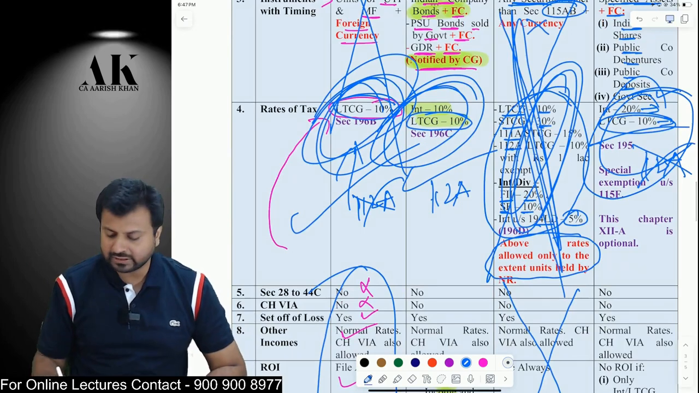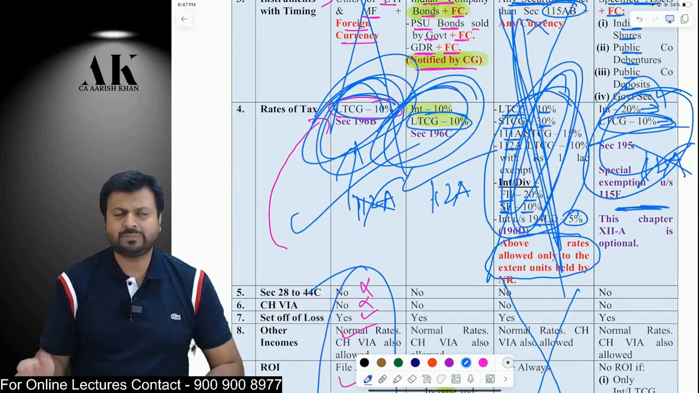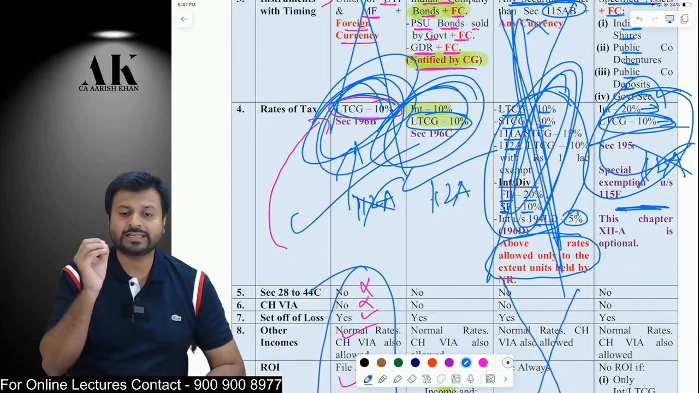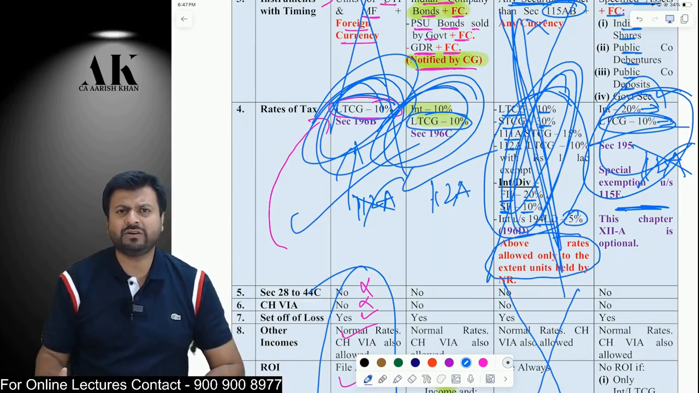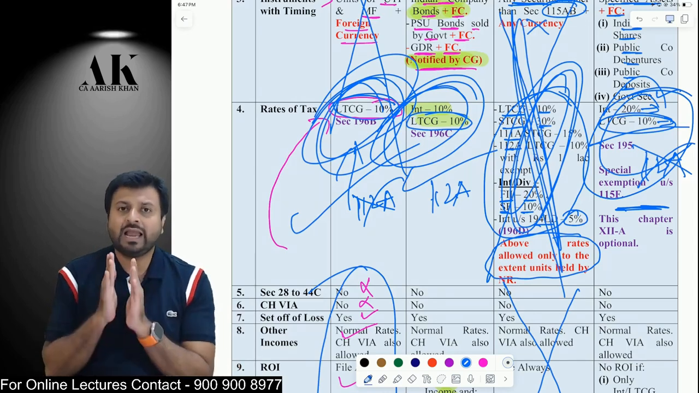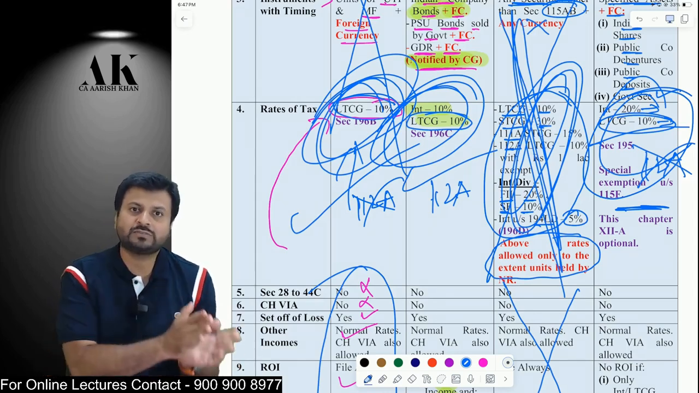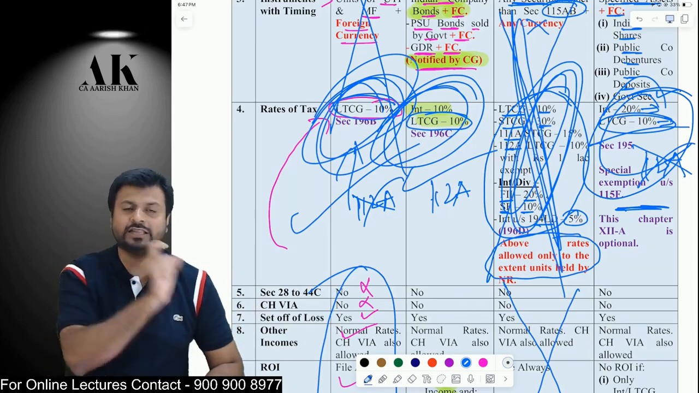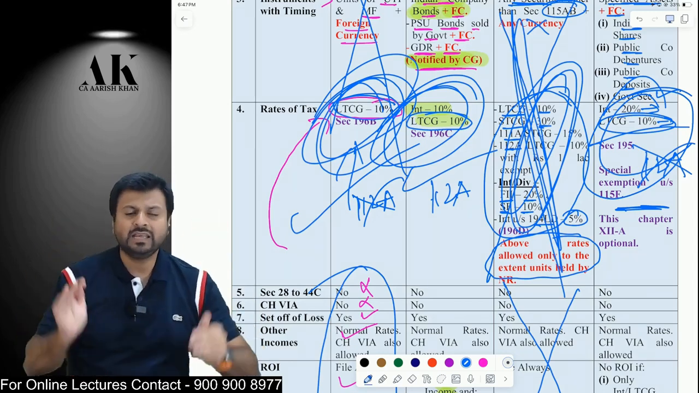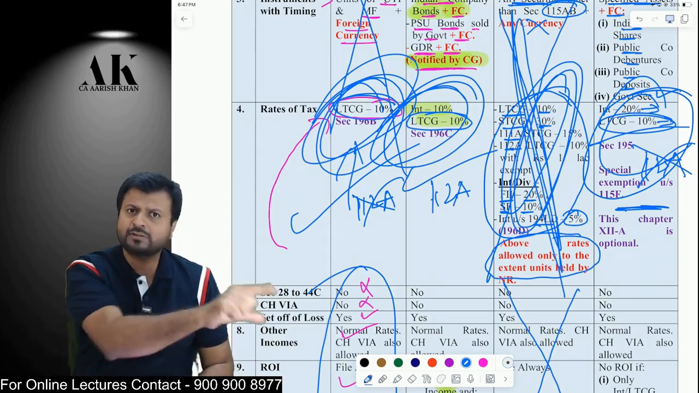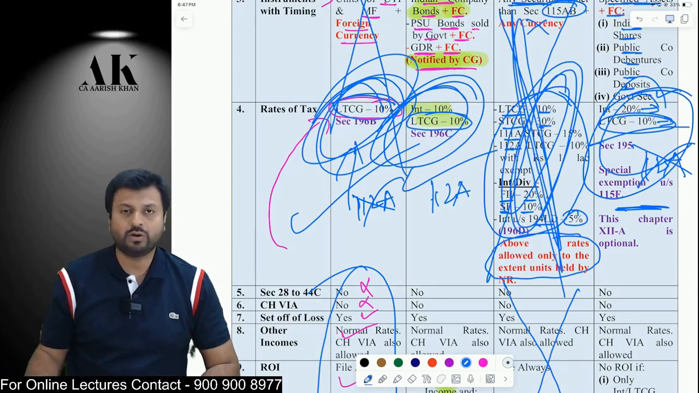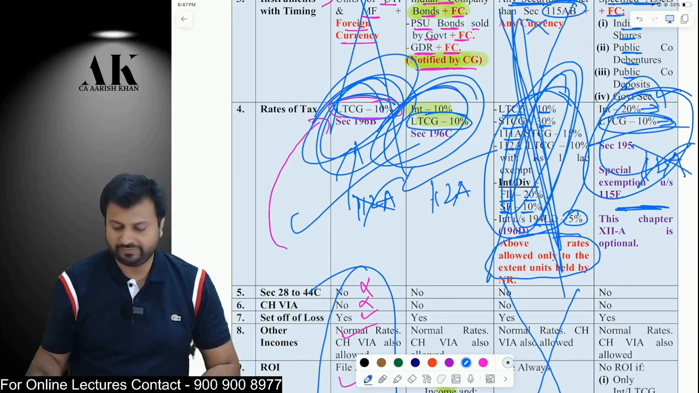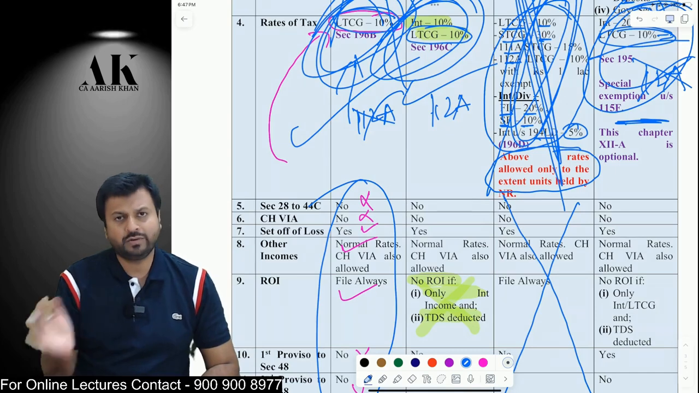Now, one of the biggest advantages of coming to this section, this chapter being optional, 115C2I, chapter 12A, is that you get an exemption under 115F. What is the exemption under 115F? If there is a long-term capital gain and you want to exempt it, within 6 months of the date of transfer you have to reinvest in the specified assets. If you reinvest the net consideration in the specified asset, then your capital gains will be exempt. If you invest less than the net consideration, then proportionate capital gains will be exempt, just like 54F. If you want to exempt the entire capital gains, then the entire net consideration has to be invested. Otherwise, you will not get full exemption. You will get proportionate exemption.